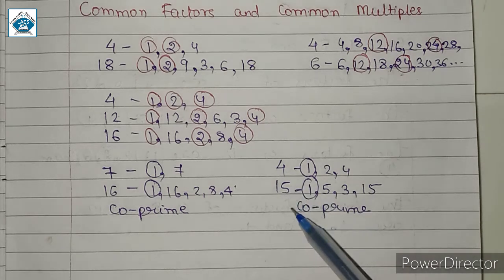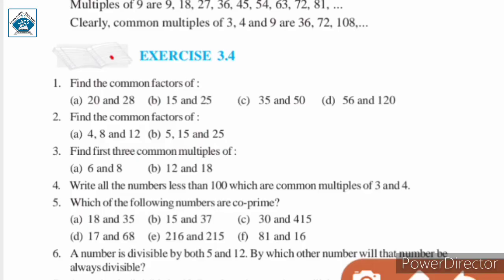Thus 4 and 15 are co-prime numbers. Let us now begin exercise 3.4. Question number 1. Find the common factors of A, 20 and 28.